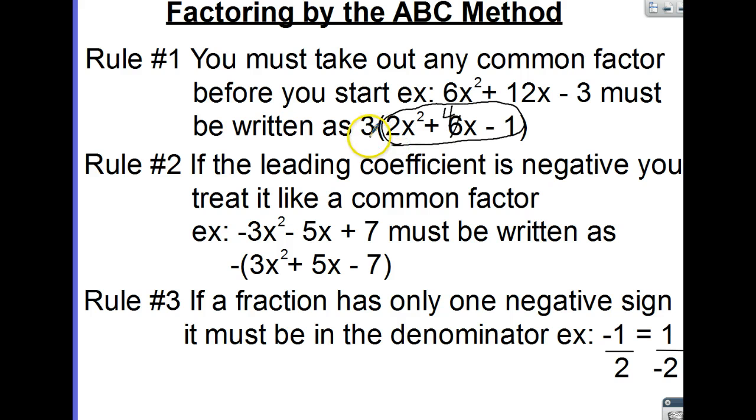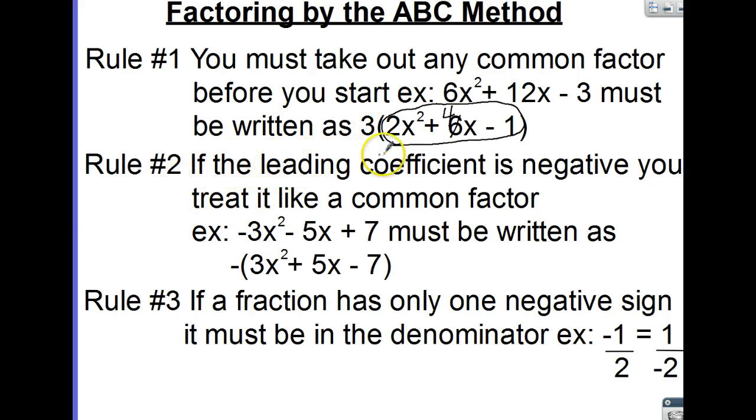What we'd have to remember is when we get to our answer, we'd have to annex the 3 that we took out to start with. So what you need to know is that the ABC method will not identify a common factor for you. It will, what I call, whitewash that common factor in the process. So you need to take it out to start with and annex it on the end.